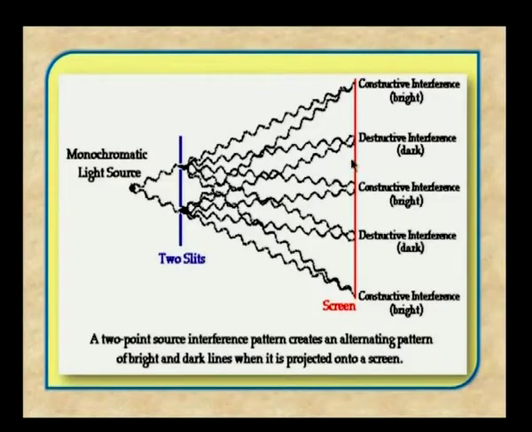These two will combine. When plus A and minus A combine, the resultant will be 0. That is what you are having here, leading to what is called destructive interference. And again, you have constructive interference. The intensity will be equal to 0.